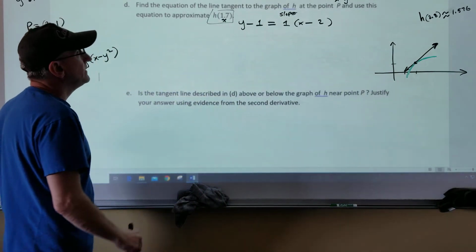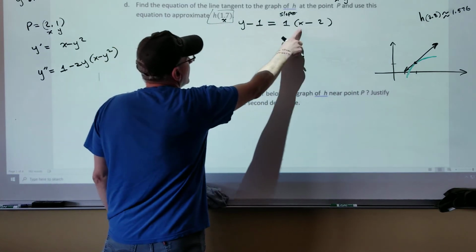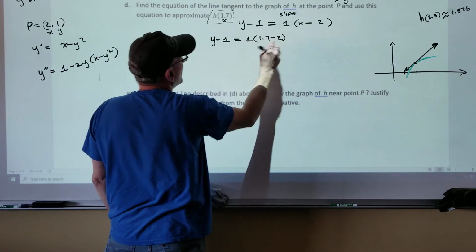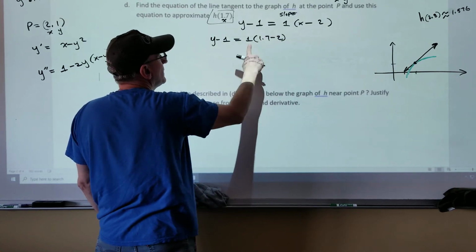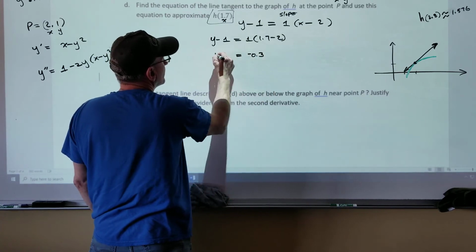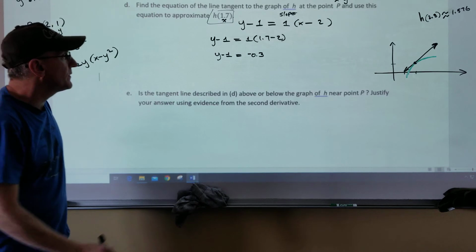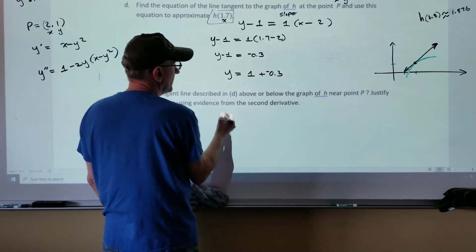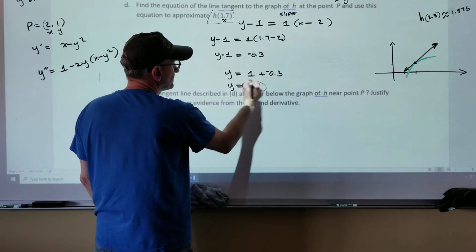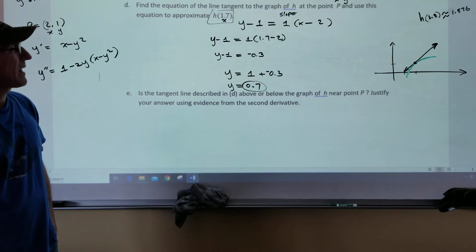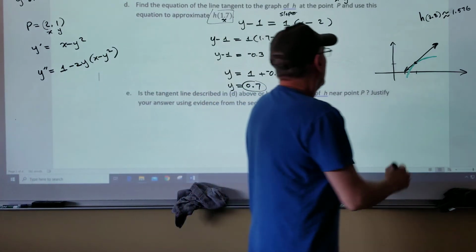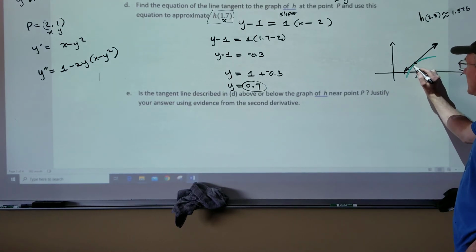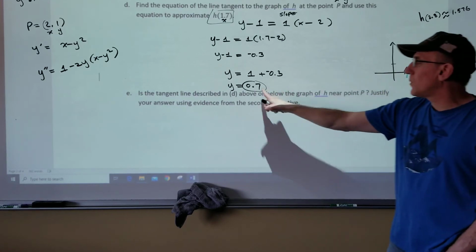Okay, the process is actually easy. Take 1.7, plug it in there. 1.7 minus 2 is negative 0.3 times 1 is negative 0.3. Now add 1 to both sides, and you get y equals 1 plus negative 0.3, which makes 0.7. So again, here's x equals 2. You back up a little bit to 1.7 and you go up not to the green curve but to the black tangent line, and that's the y value that you're sitting at.